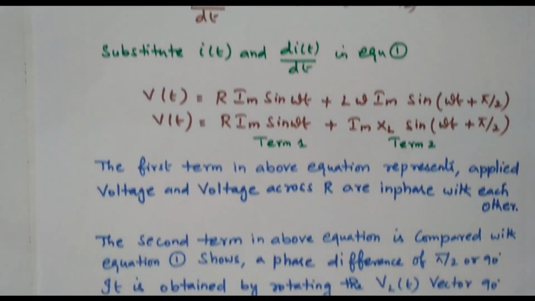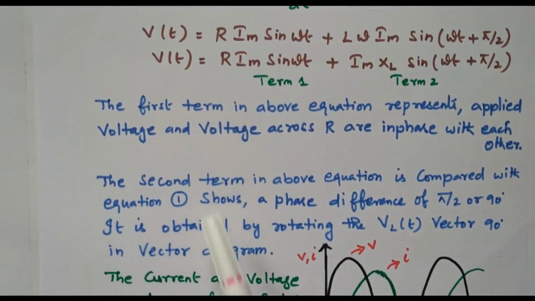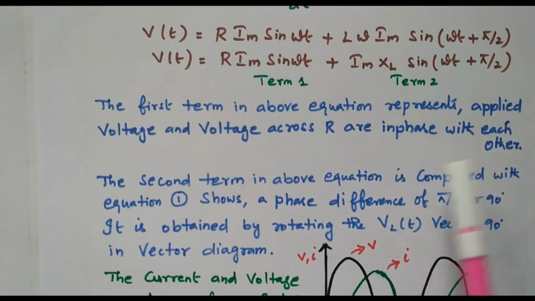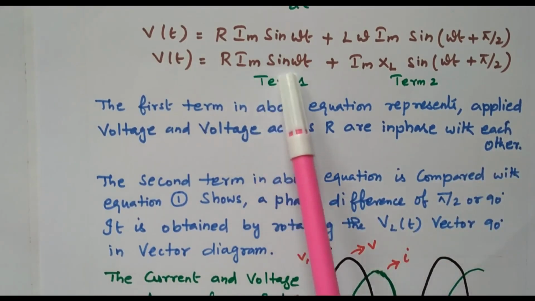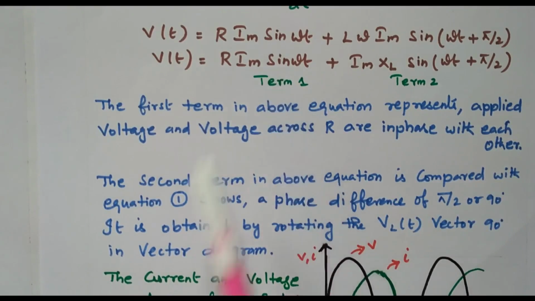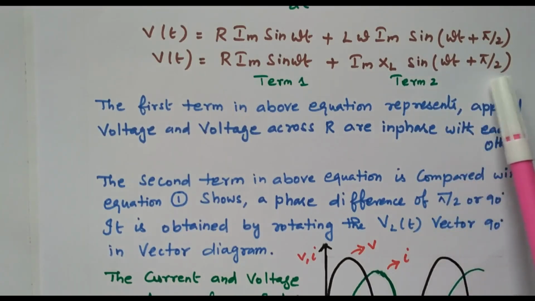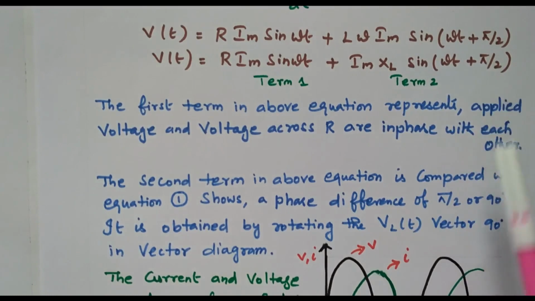The first term represents the voltage across the resistor. See, the phase angle is omega t only. The current also has omega t, and the voltage also has omega t, so they are in phase with each other. The voltage across the resistor is in phase with the current. But in the case of the second term, the voltage across the inductor, we have omega t plus pi by 2. The plus pi by 2 is available.